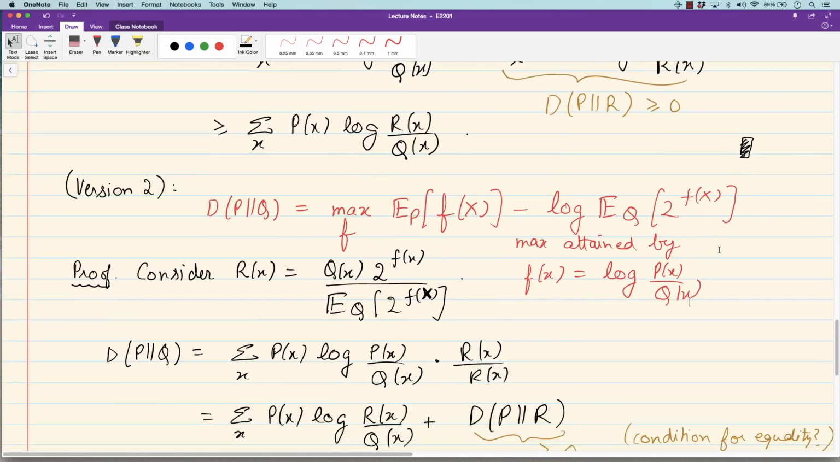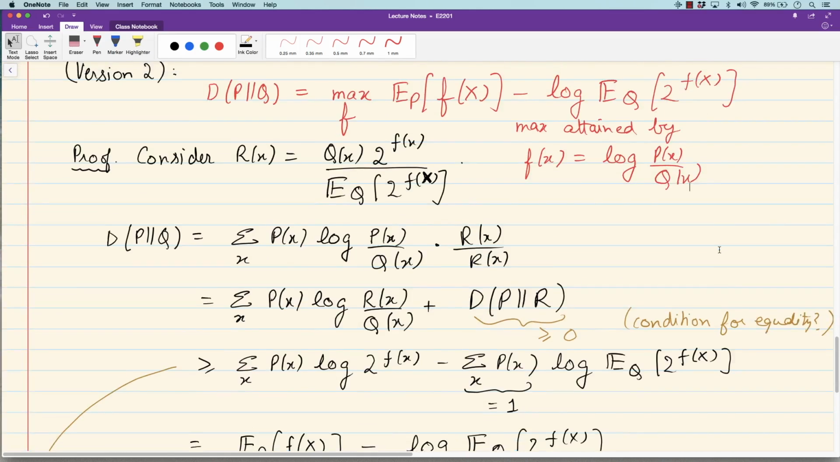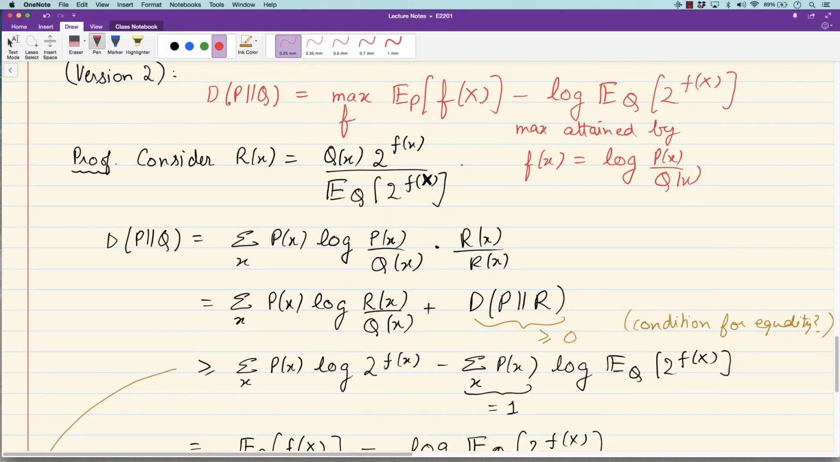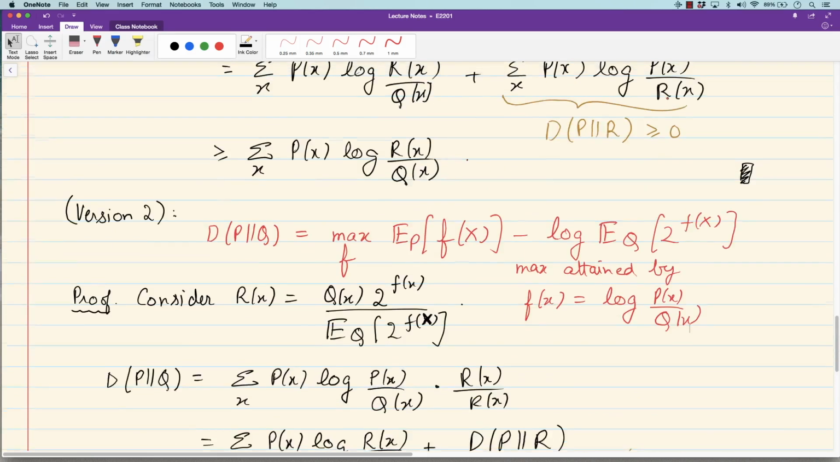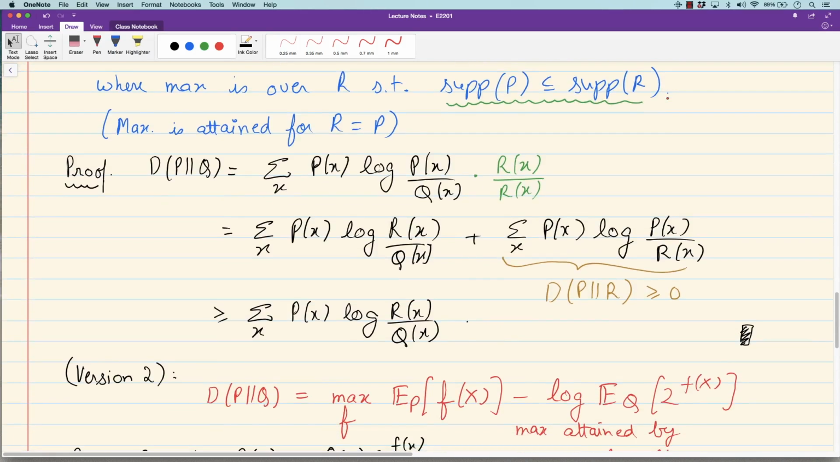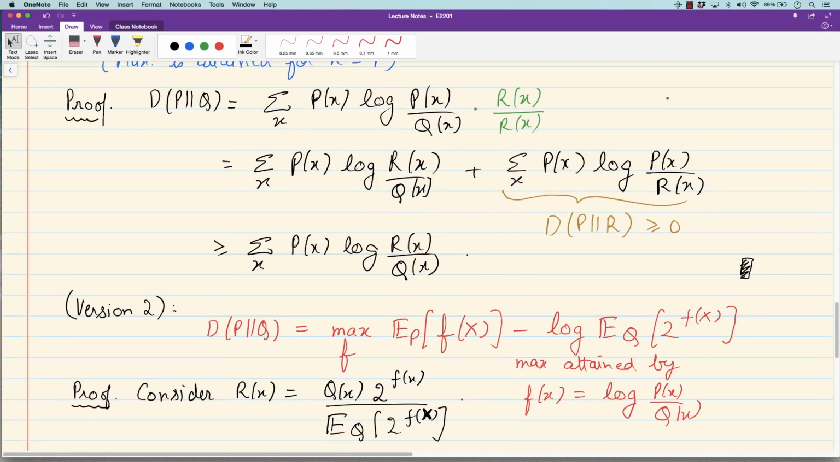Right? That's the second version. So dpq is the max of this expected value minus the log moment generating function under q. Okay. Before I proceed, I think it's important to just remember this formula.